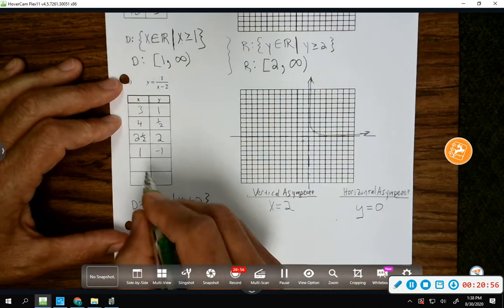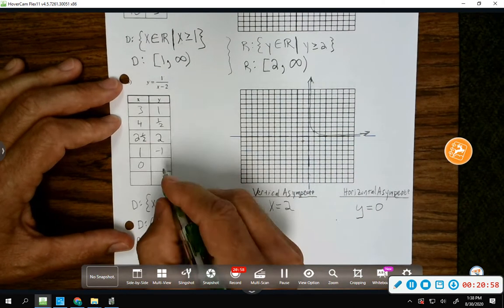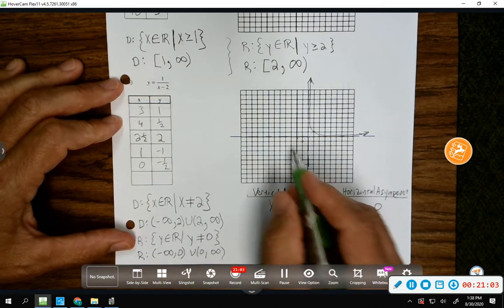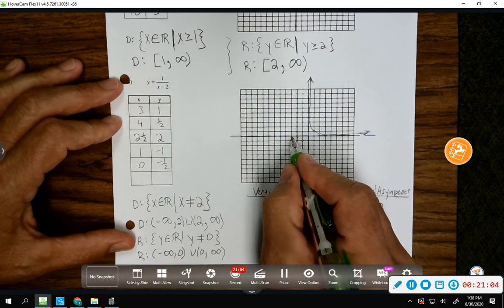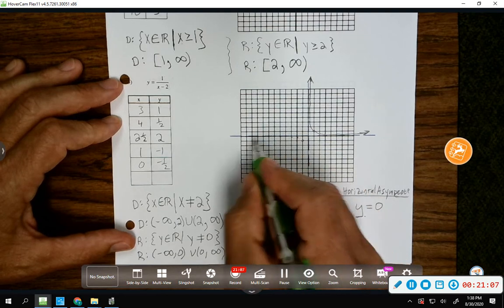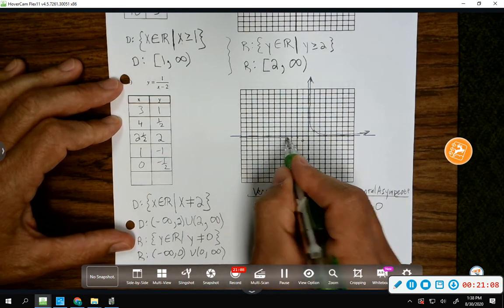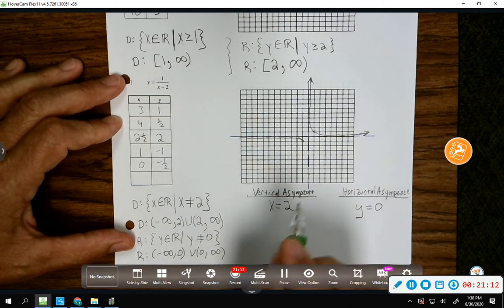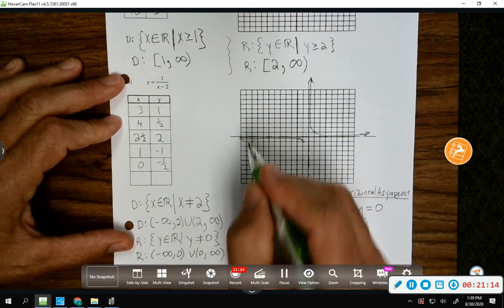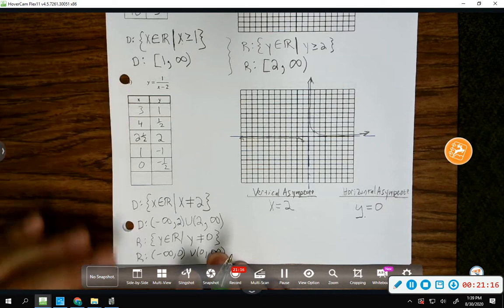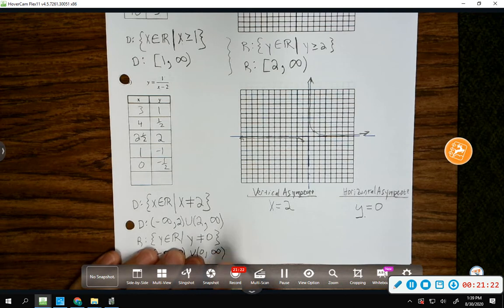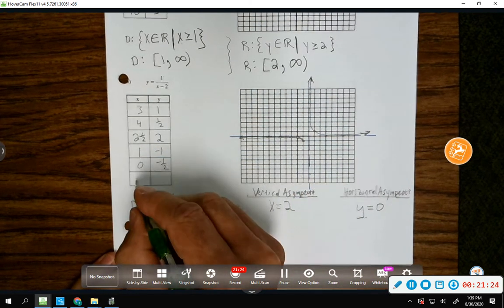What happens if I plug in 0? I get negative 1/2. What happens if I plug in negative 1? I get negative 1/3. Negative 1/4, negative 1/5. It's just getting closer and closer and closer to that horizontal asymptote. And we're going to define an asymptote that way in Chapter 2. That's what happens. You get closer and closer and closer to a value as x goes to infinity or negative infinity.